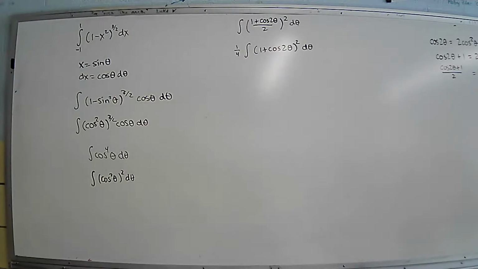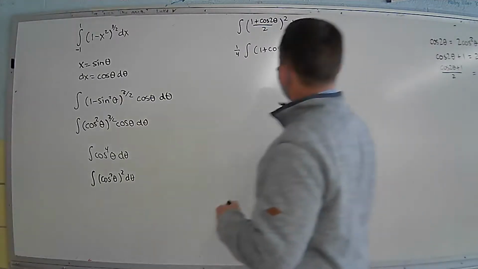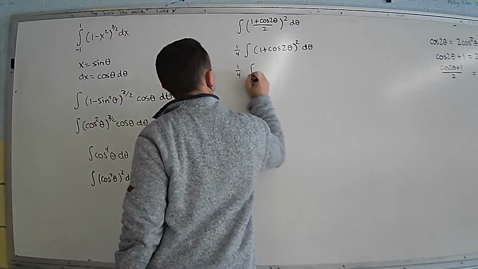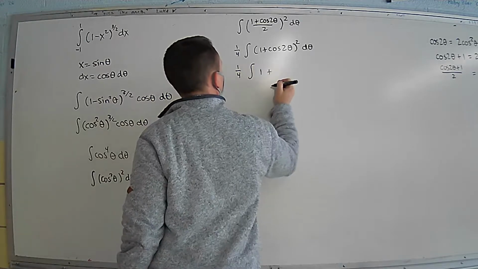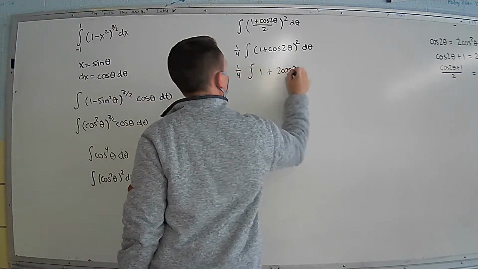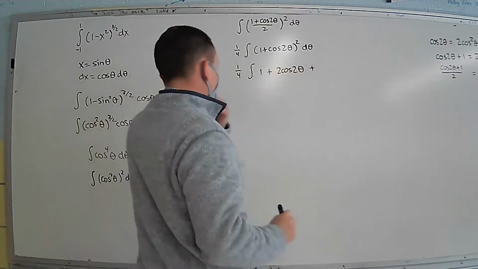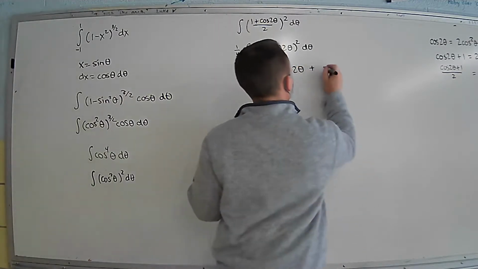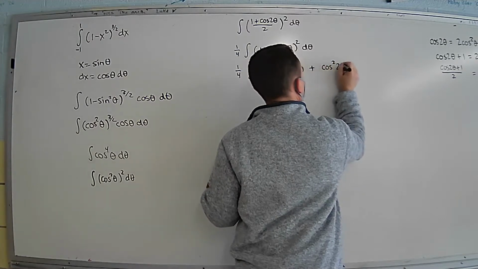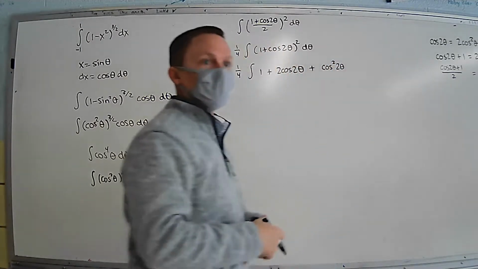Now, what do we do here? What happens if you expand that, if you FOIL that, if you square that? You've lost the 4th power, right? So if I square this, what's my first term? 1 plus 2 cosine 2 theta plus cosine squared of 2 theta. Yes?